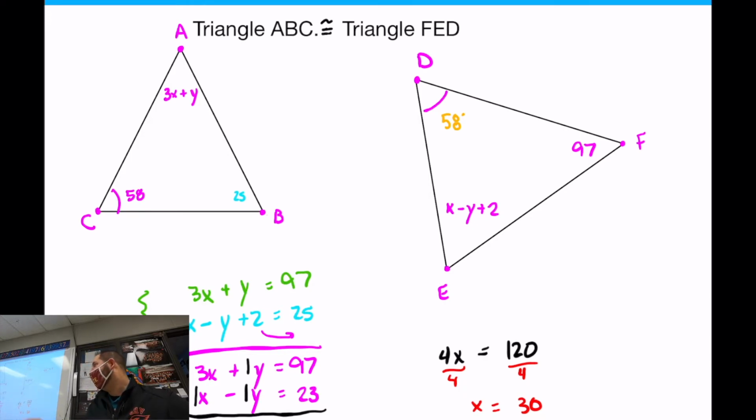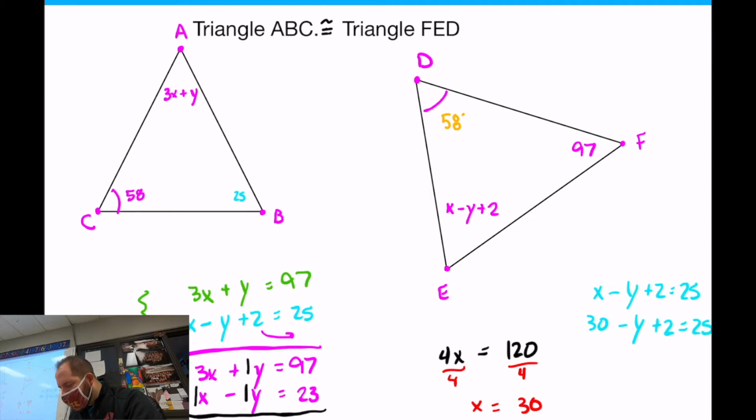If you want to pick the second one, that's fine. I can do the second one, and we'll plug it back in. It has to go into the x location. We'll solve for y. So let's plug that back into that blue equation. So I have x minus y plus 2 equals 25. I'm going to plug that 30 back in. It goes into the x. I didn't have to do anything fancy on this one. It's pretty straightforward. I'm going to move the y across, move the 25.